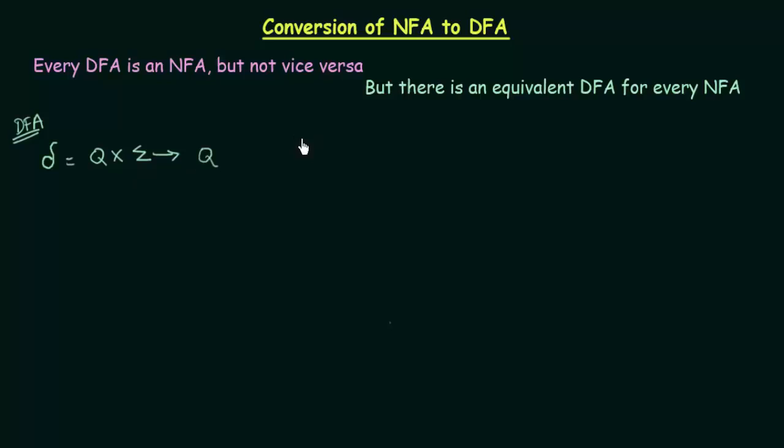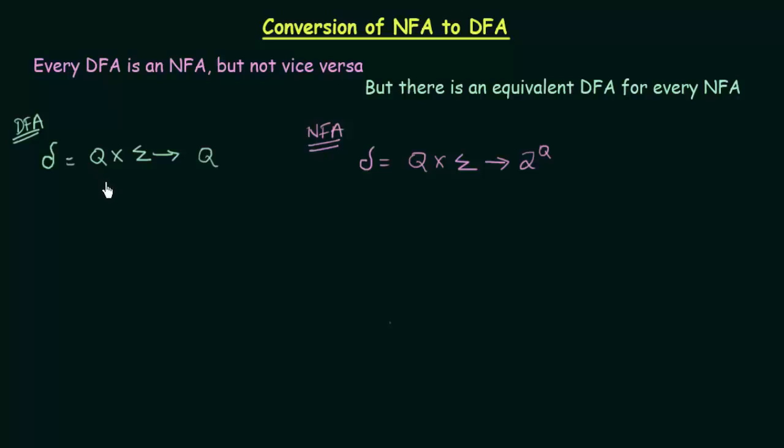And in case of NFA, what was the transition function? In case of NFA, the value for delta was Q cross sigma to 2 power Q. So this was the only tuple that was different in DFA and NFA. All the other tuples were the same. Now let us observe these two equations and try to figure out how we can justify this statement.